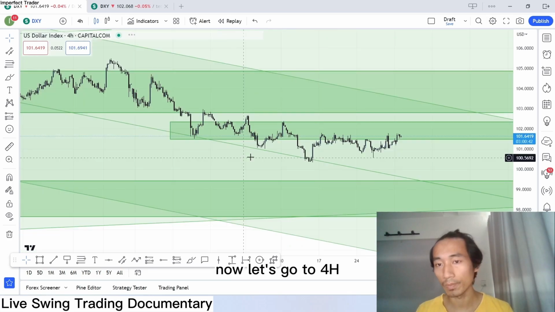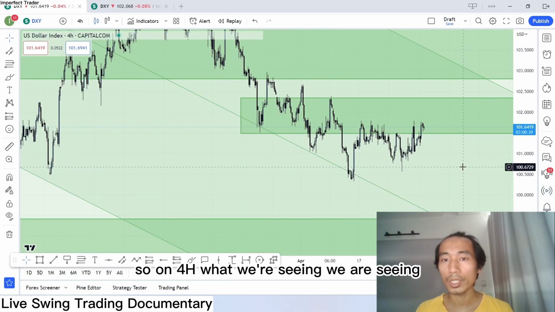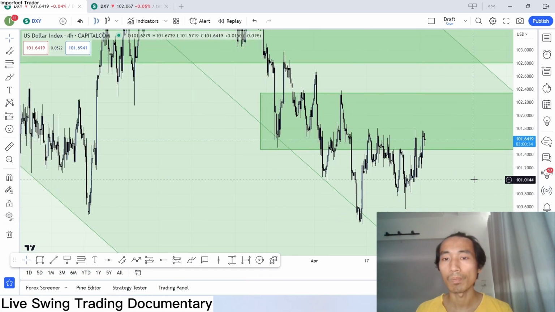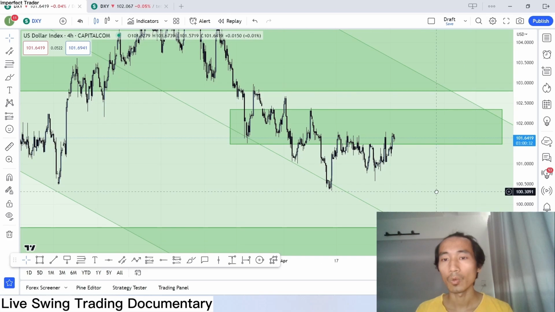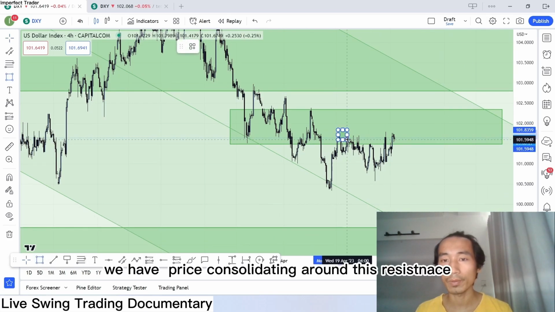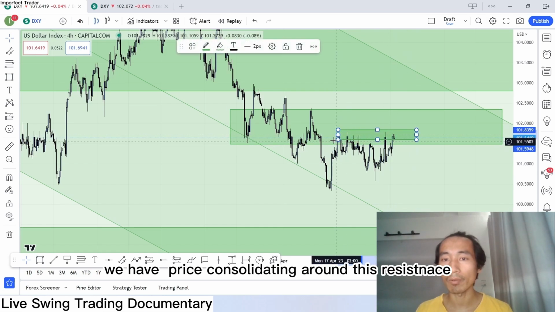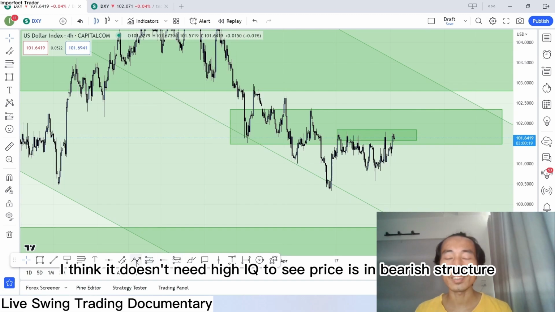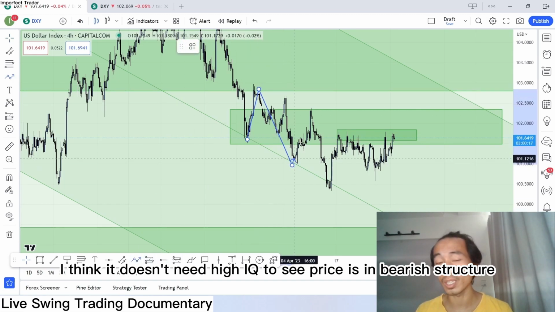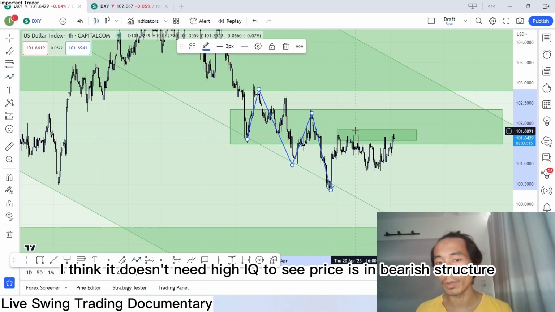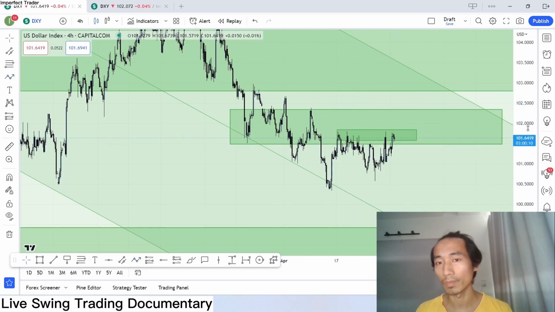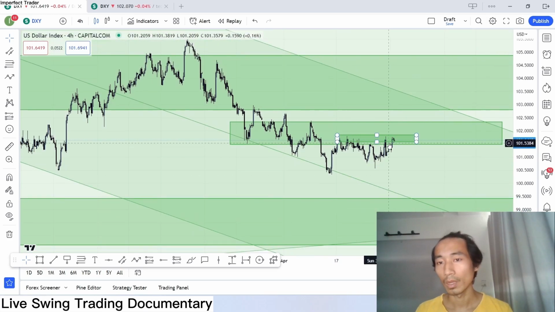Now let's go to 4 hour. So on 4 hour, what are we seeing? The way price is moving is, we have price consolidating around this resistance, and I think it doesn't need a high IQ to see price in a bearish structure, and it's hanging around resistance.